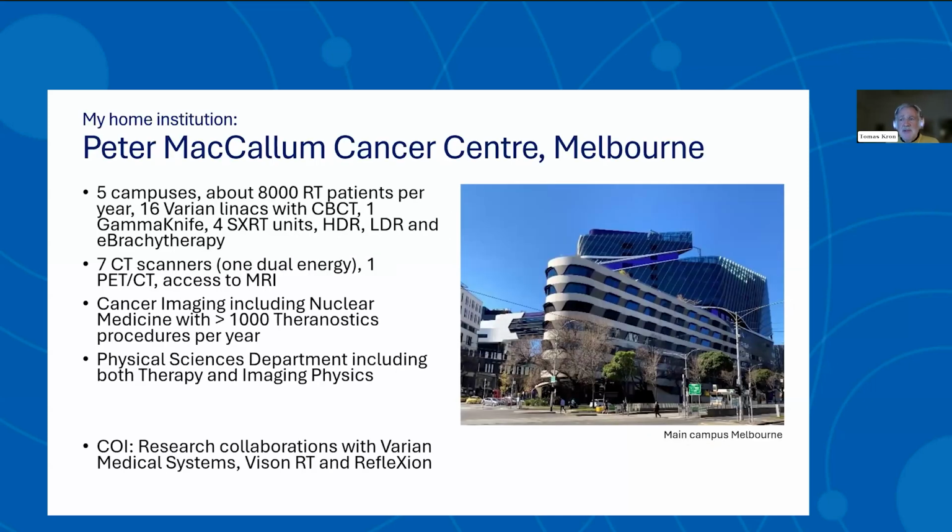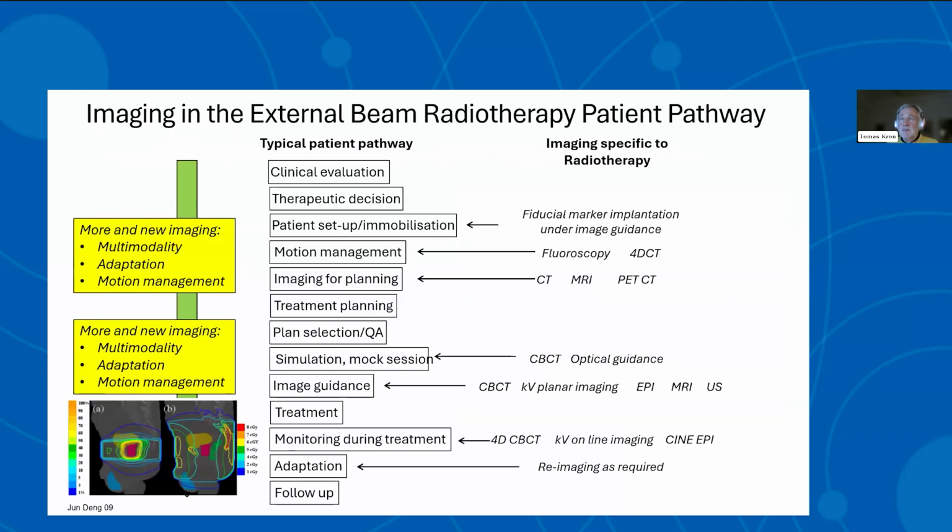This is my home institution, and I just want to use that opportunity to declare a potential conflict of interest, as we have research collaborations with a number of image guidance systems groups.